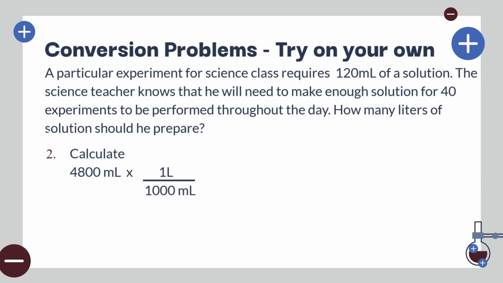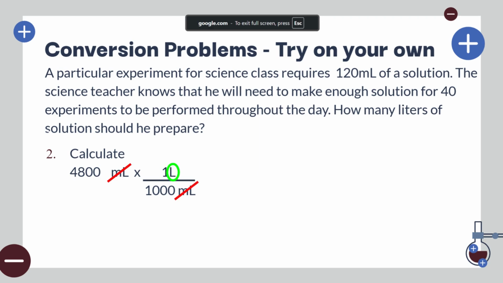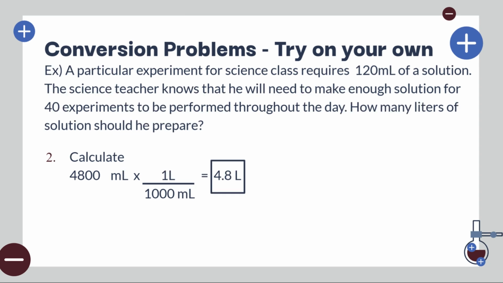Now, there is another way, and this is kind of a lengthier way to do it, but it is useful to familiarize yourself with this in case you ever need it. So the other way involves multiplying, knowing that 1 liter is equal to 1,000 millimeters. We multiply by 1 liter divided by 1,000 millimeters, and then we cancel out the units that are the same, and we are left with liters. And when multiplied, we get 4.8 liters.